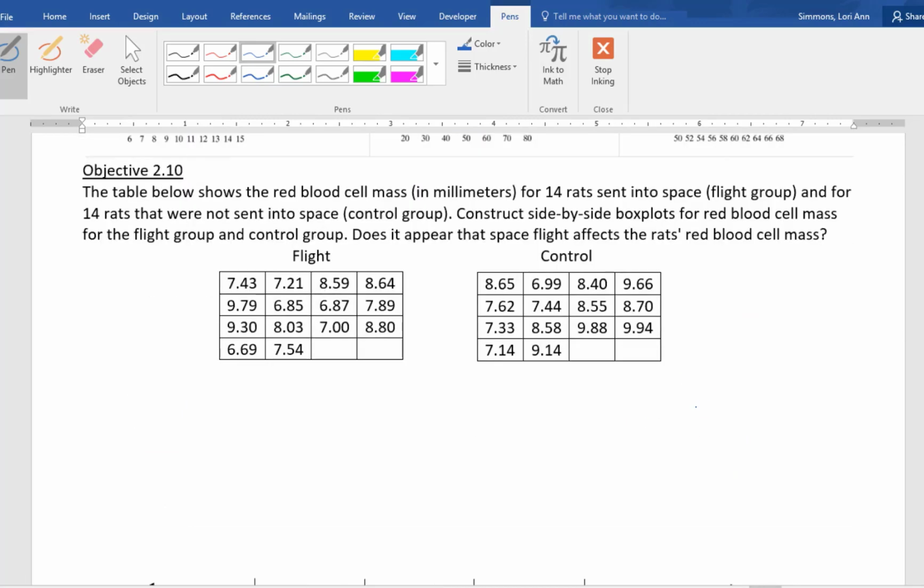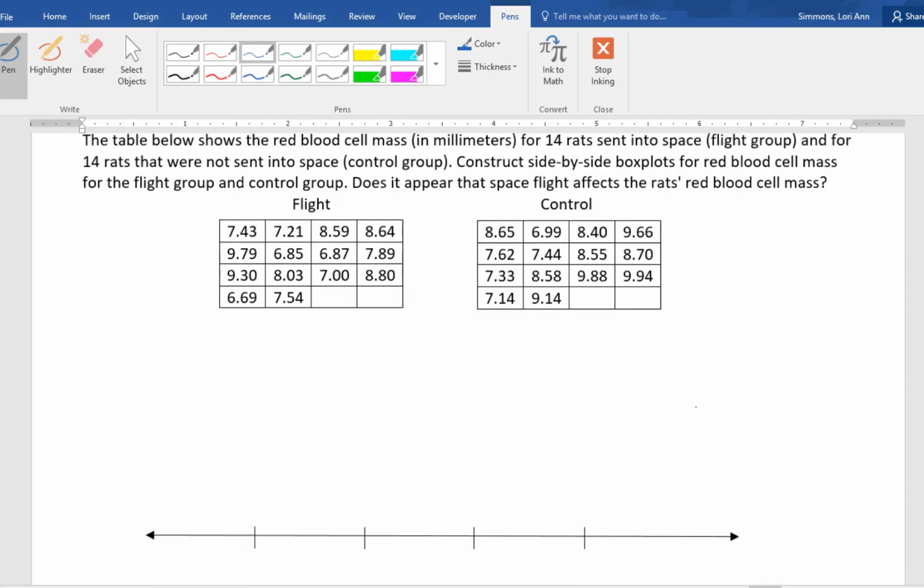The table below shows the red blood cell mass for 14 rats sent into space and for 14 rats that were not sent into space. Construct side-by-side box plots for red blood cell mass for the flight group and control group. Does it appear that the space flight affects the rat's red blood cell mass? So let's figure out your 5-number summary for your flight and then your control. So go ahead and figure that out.